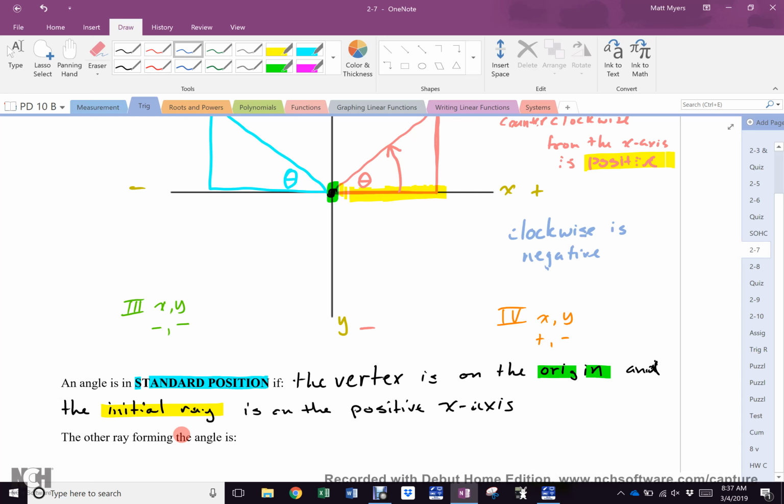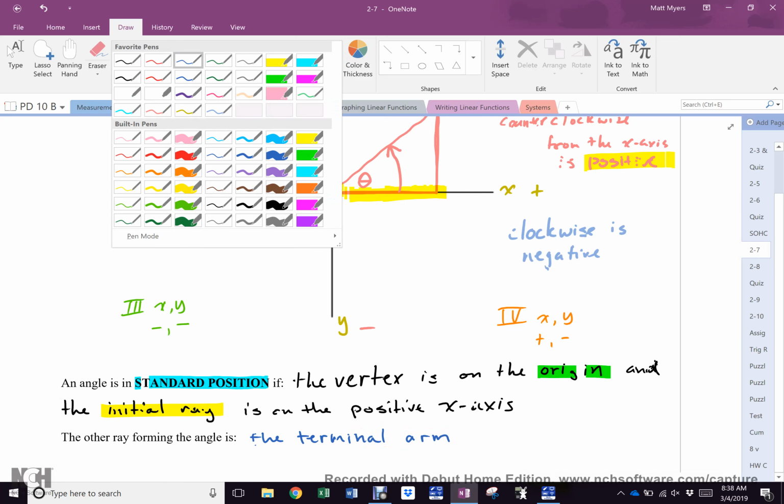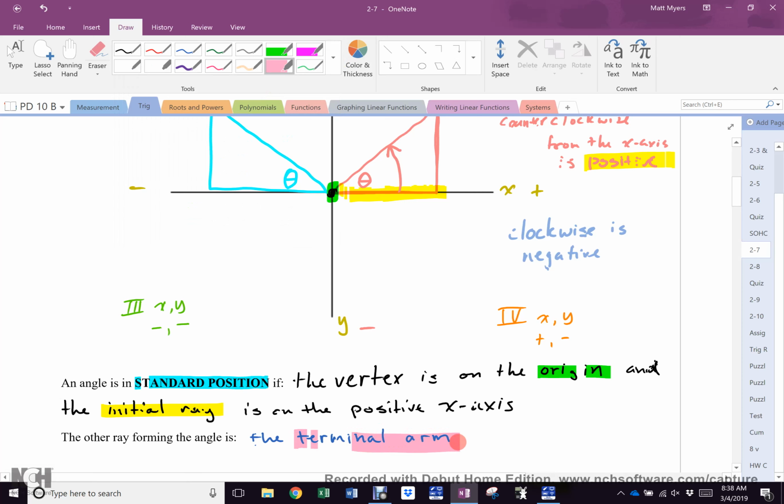The other ray forming the angle is the terminal arm or terminal ray. And I will highlight that. What color have I not used? That is see-through. Pink. That's up there. Is everybody cool?